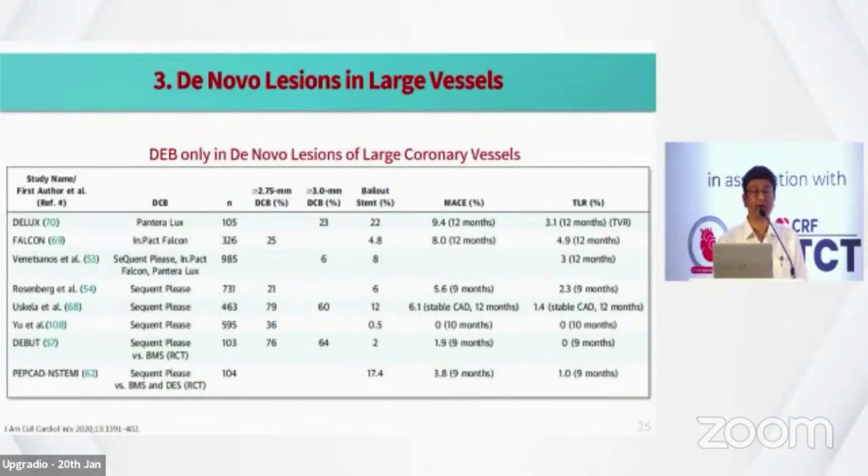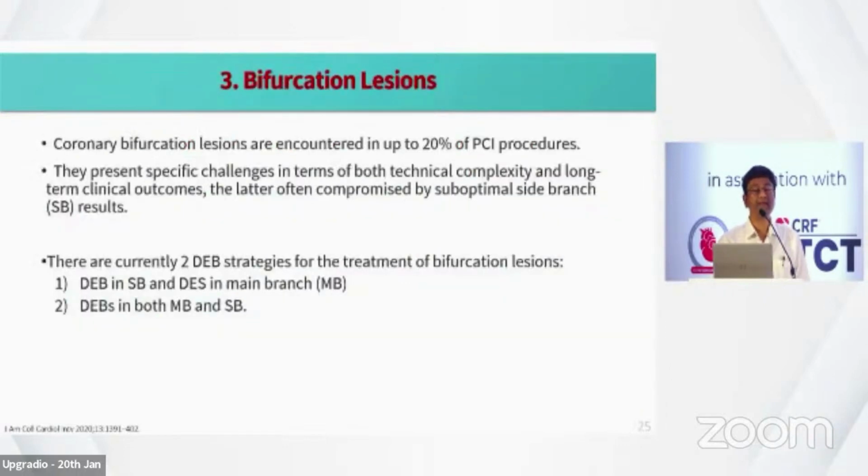So there are small data available with a larger vessel also. Suppose a long lesion is there, then in larger vessels people have tried using the drug-eluting balloon also. Another most important thing is bifurcation. We know that the European Bifurcation Club recommendation is always provisional stenting.